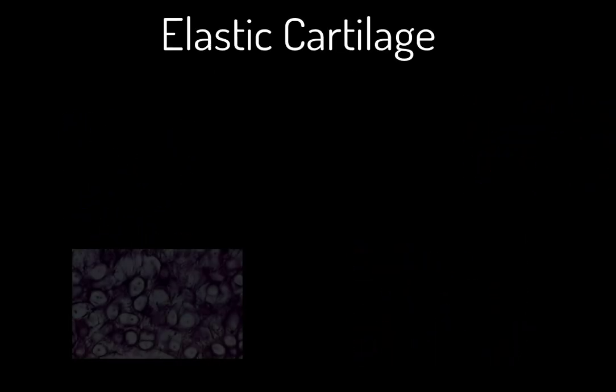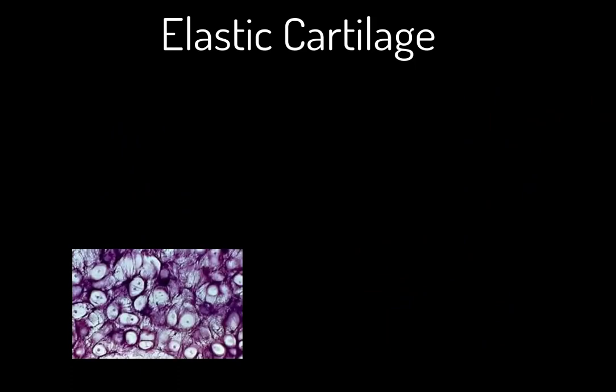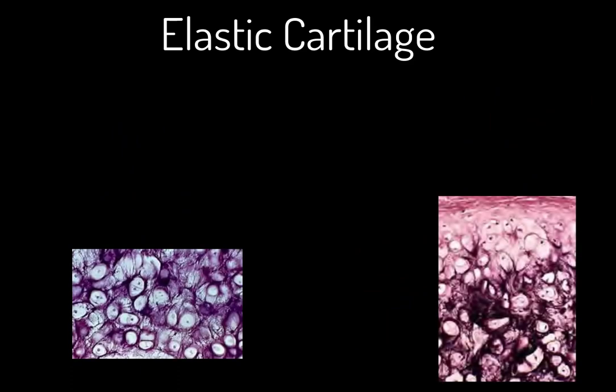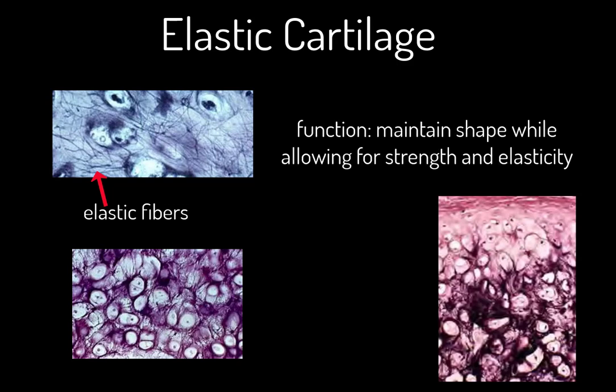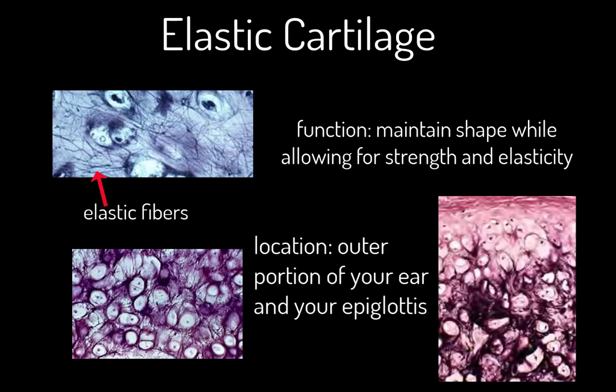Elastic cartilage could sometimes be confused with hyaline cartilage, but elastic cartilage has these lines running through it. Those lines are the elastic fibers. The function of elastic cartilage is to provide strength and elasticity while maintaining shape. And the location of elastic tissue is at the outer part of your ear and your epiglottis.